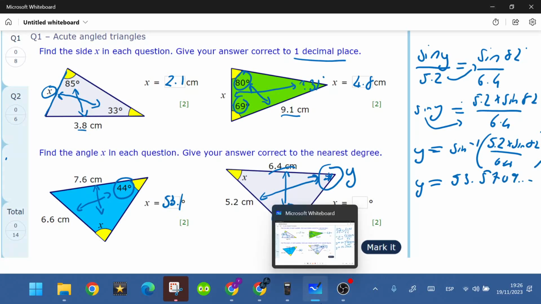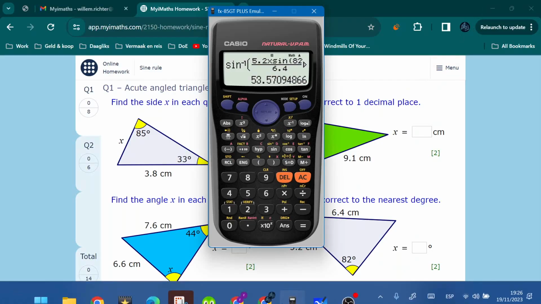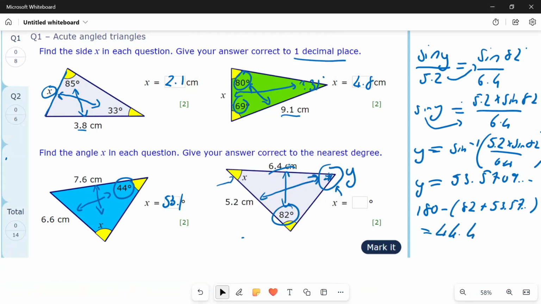Okay, but that's not the angle we want. We want this one over here. But we simply need to do angles in a triangle. So 180 minus the 82 and the 53.57, etc. Let's grab that calculator, because I didn't put 180 minus 82 minus 53.57. 44.4 is what we were looking for.